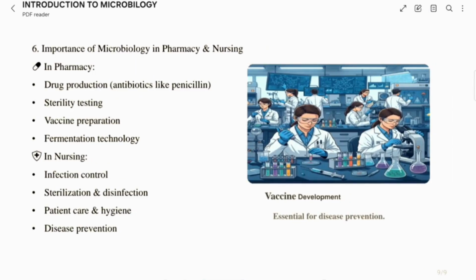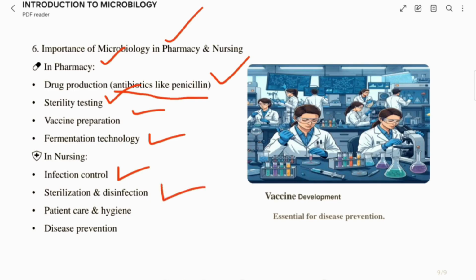Then the importance of microbiology, especially in the field of pharma and nursing. In the field of pharma, it is very helpful in the production of drugs like antibiotics, such as penicillin. It is also helpful in sterility testing, vaccine preparation and fermentation technology. In nursing, it is helpful in infection control, sterilization and disinfection, and in patient care, hygiene and disease prevention.